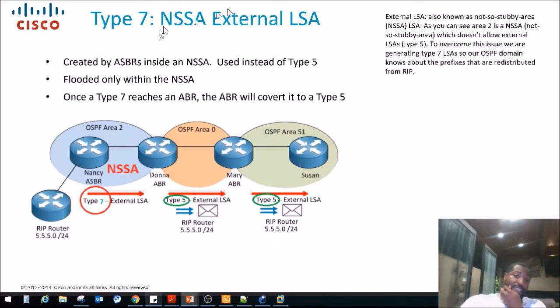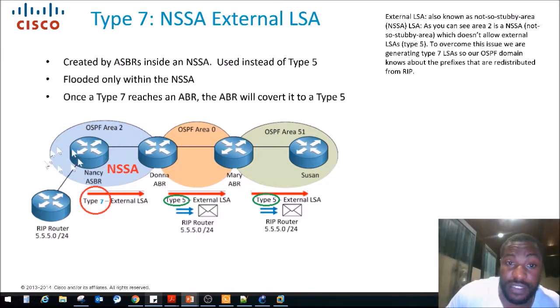Finally, Type 7 is an NSSA External LSA. NSSA is a not-so-stubby area. We haven't covered the OSPF area types yet. We'll do that, I believe, in the next video. These are created by the ASBRs inside an NSSA. So we're going to fire up GNS3. We're going to have to change our area types to generate these different types of LSA. So in this one right here, OSPF Area 2 has now become an NSSA, not-so-stubby area. Again, we'll cover those area types in the next video.